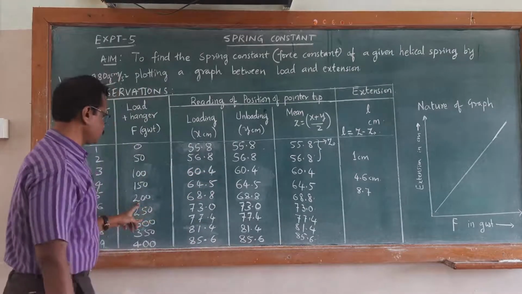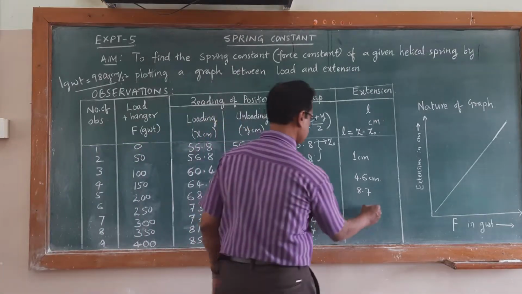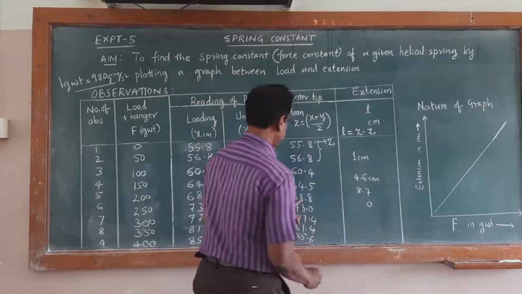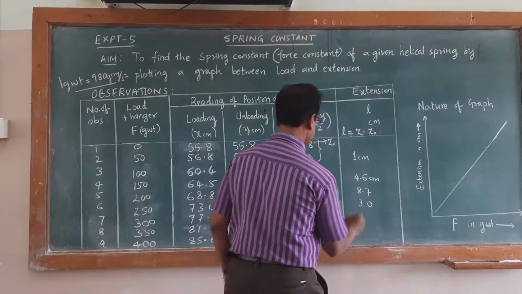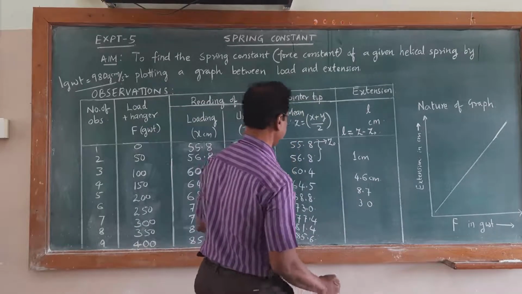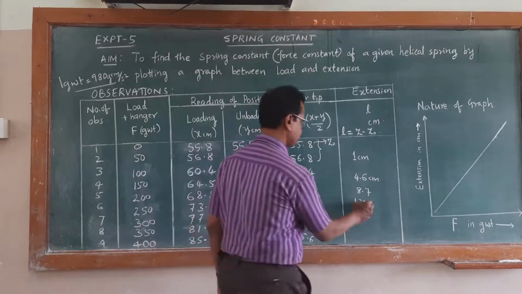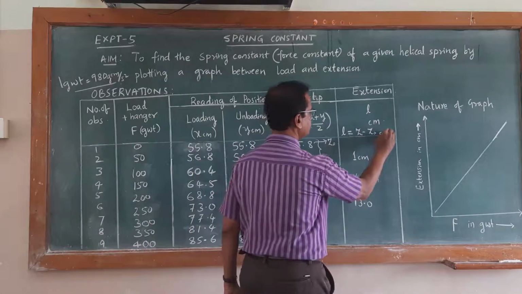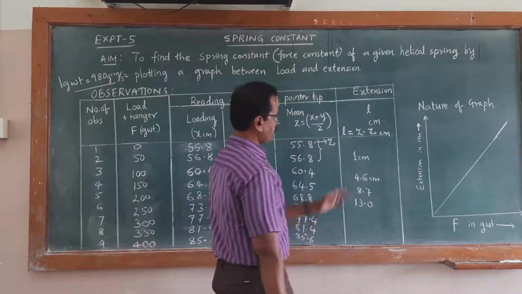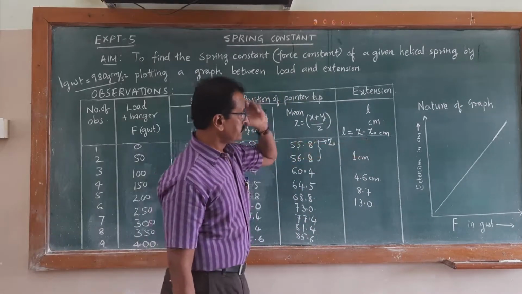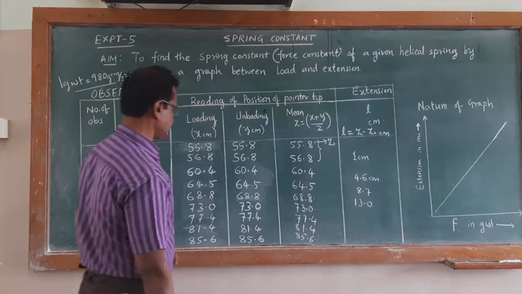Now next one is 200 gram. 68.8. 8 minus 8, 0. 8 minus 5, 3. And 6 minus 5, 1. So it is 13.0. These are all in centimeters. We need not write centimeter every time, right? Already it is written in the head of the tabular column. So it is 13.0 centimeter.